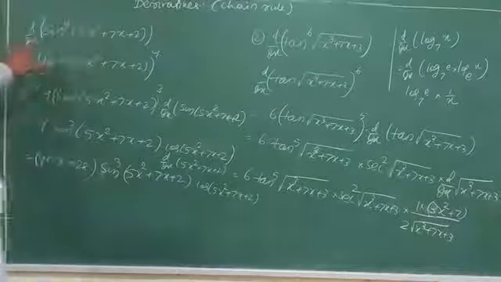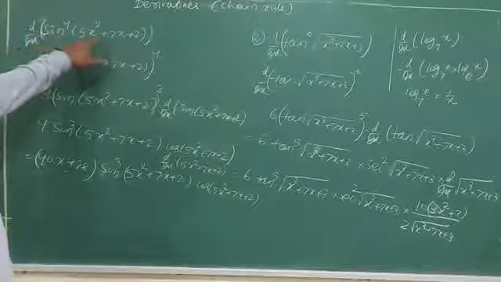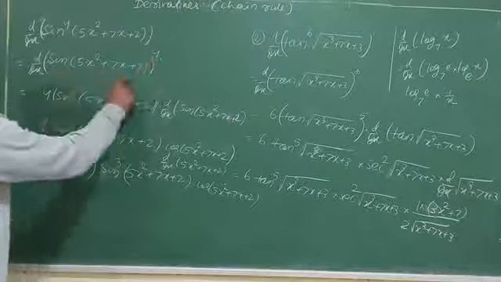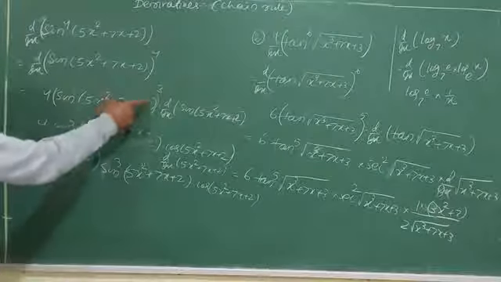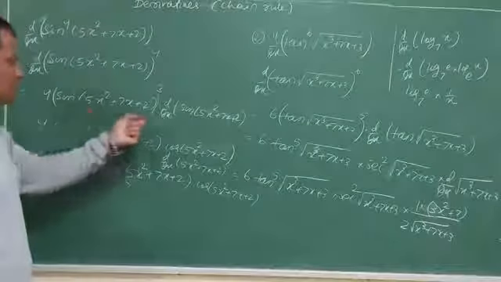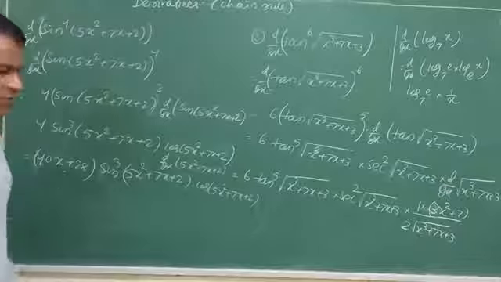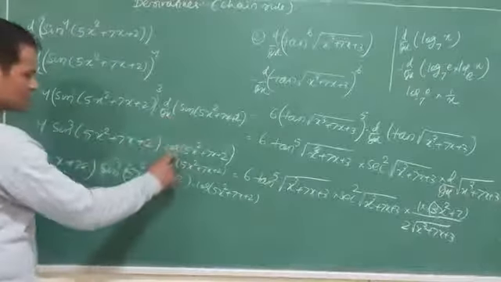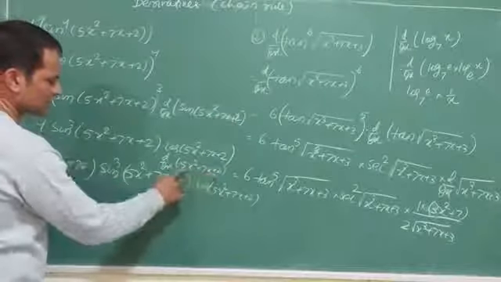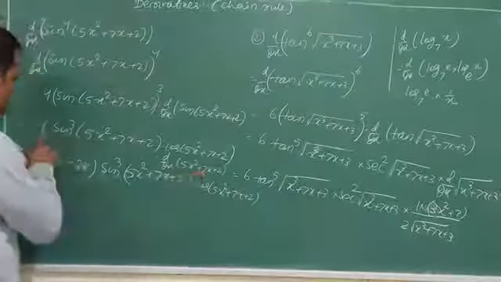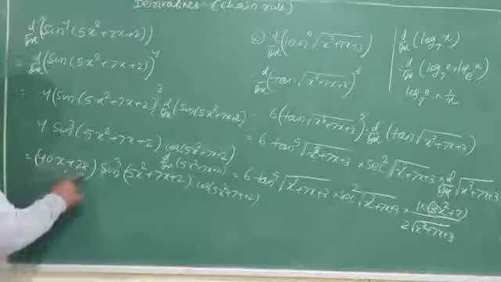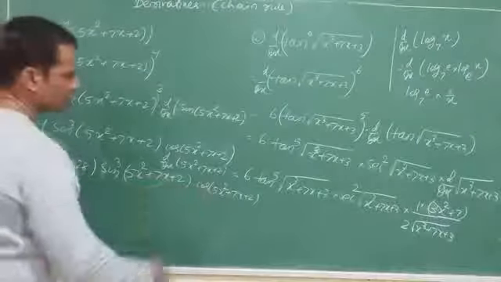So d by dx of sin to the power 4 of 5x square plus 7x plus 2. This power 4 can be kept here. Then I treat this one as x to the power 4, so 4 sin cube into the derivative of sin of 5x square plus 7x plus 2. Then the derivative of sin becomes cos with the argument, into the derivative of 5x square plus 7x plus 2, that gives you 10x plus 7, multiplied by this 4 written here. So the final answer is 40x plus 28 times sin cube cos.